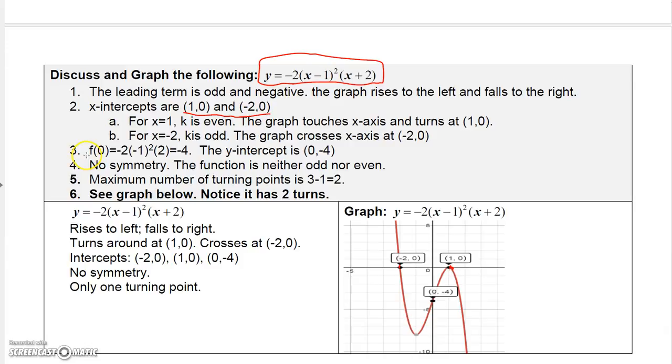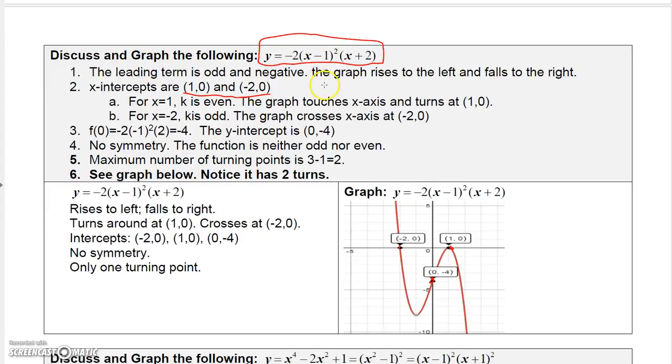Okay, f of 0, if you plug 0 in for x, you can find the y-intercept. So the y-intercept is at (0, negative 4). Now once I have that, and I know it's got to touch here and turn around, then I know it's got to just go up here and do a little turnaround from there. And the other thing is there's no symmetry, so it's not odd nor even.